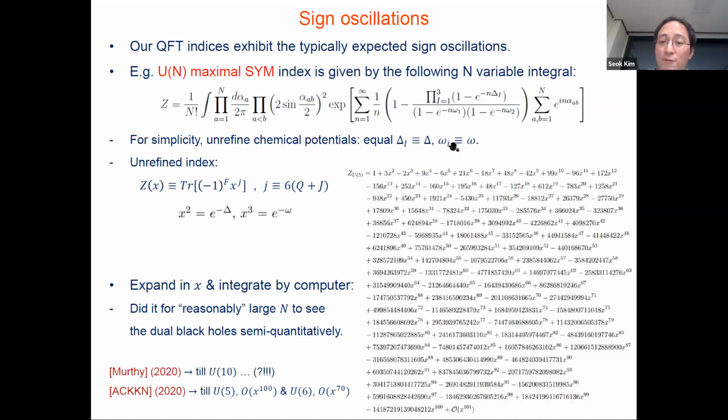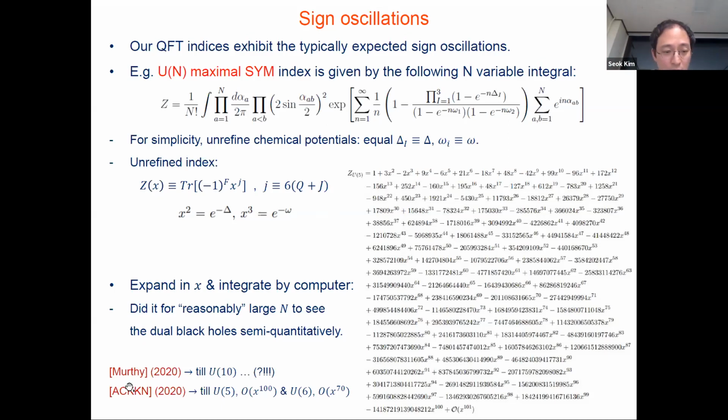So I decided to unrefine, essentially keeping one fugacity conjugate to this combination of charges. And this fugacity is playing the role of roughly temperature. So I brutally expand this on computer, because I don't want to use my brain for this business. I just brutally expand it on computer and brutally do the integration. I cannot do it for large n because the computer can't handle it, so I do it for reasonably large n, n equal to 5 or 6 or so on. That's what we did. So expand.